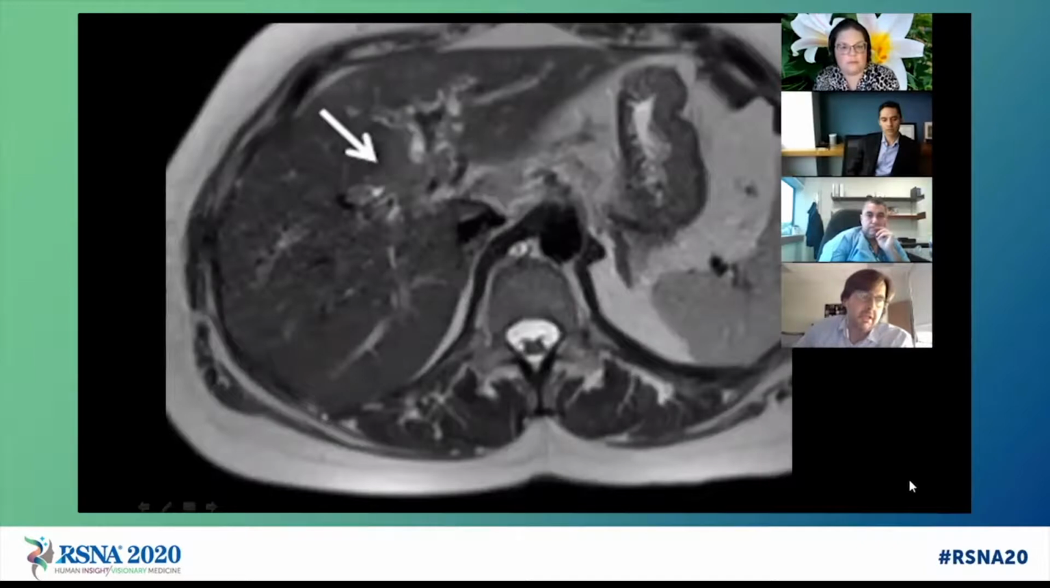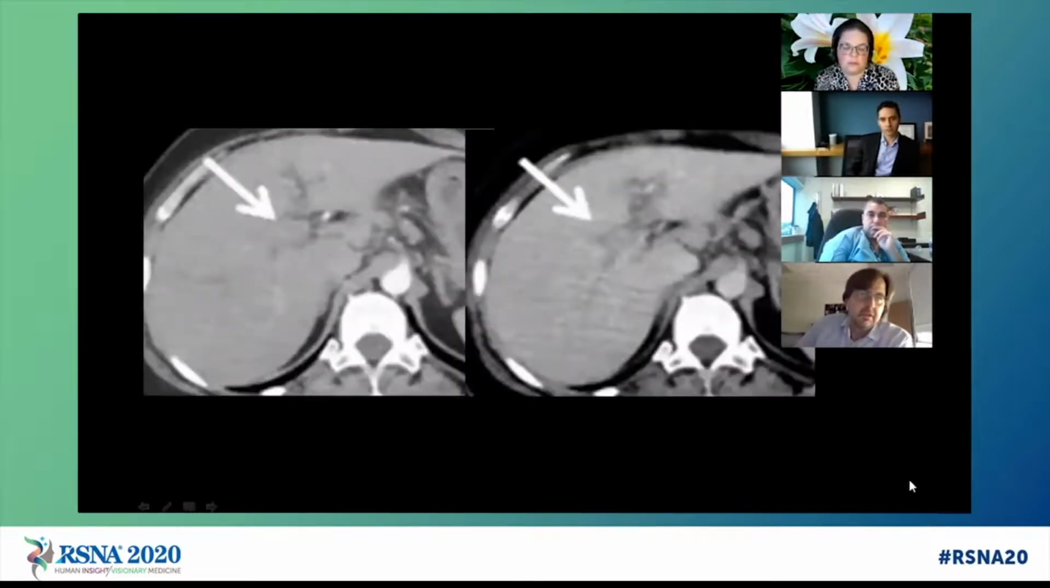And this is an axial T2 weighted image showing a focal mass at the confluence of the left and right intrahepatic ducts, which is highly concerning for a cholangiocarcinoma. And this is post-contrast CT, arterial on the left, more delayed on the right, showing that focal mass in the confluence, concerning for Klatskin's tumor.